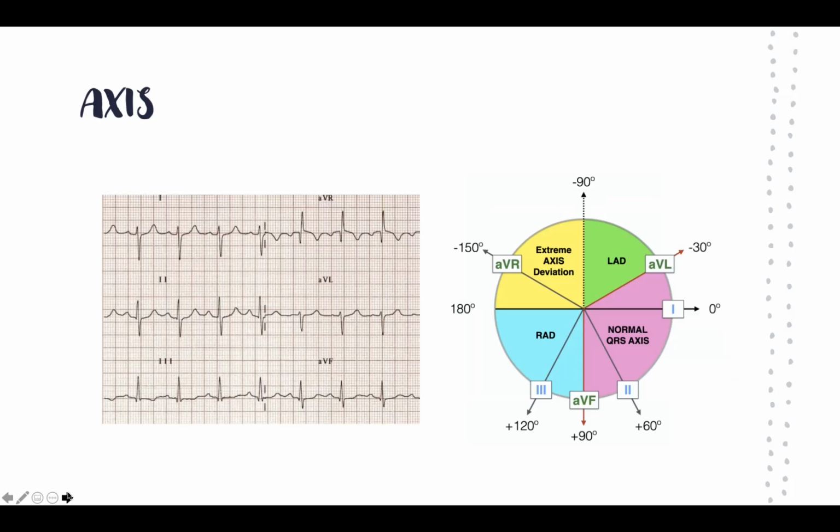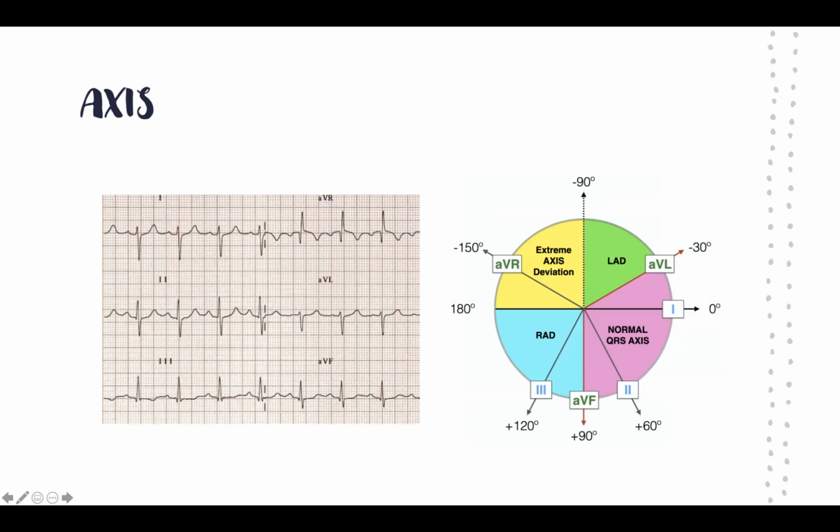Next thing we'll talk about is axis. In terms of axis, we need to look at the different angles. We have our limb leads charted as here. As we can see, AVF is feet to the bottom, AVR to the right, AVL to the left, and it gives us a different angle in terms of the axis.